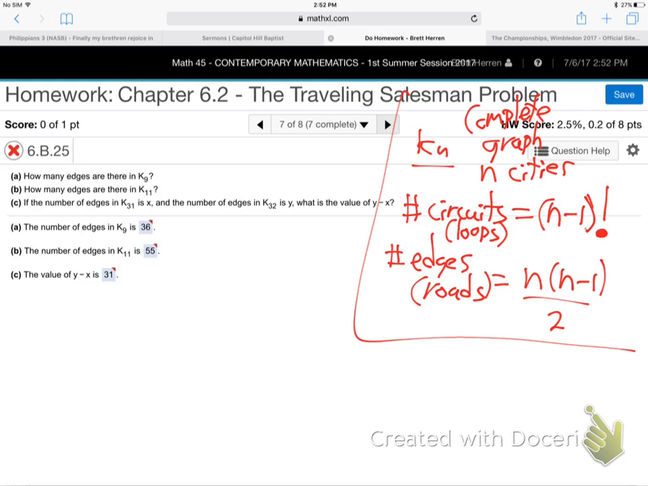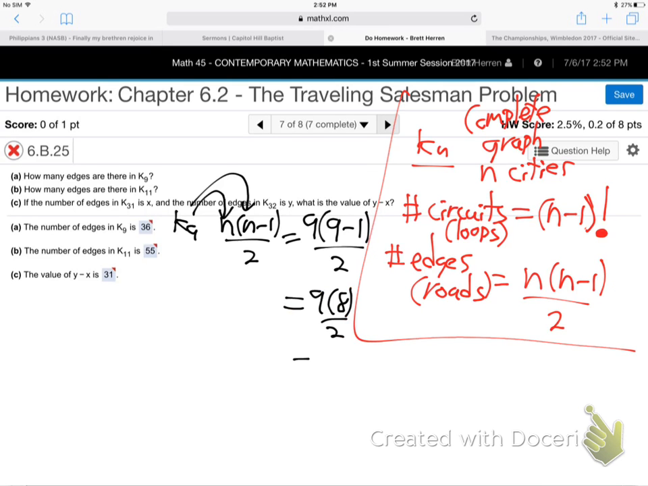How many edges in K9? For K9, it's n times n minus 1 over 2. Plug in 9, so that's 9 times 9 minus 1 over 2. 9 times 8 over 2. That's 36. That's how we got that answer. Does that make sense? For K9, I plug into the formula for edges, n times n minus 1 over 2. So that's 9 times 9 minus 1, 9 times 8 over 2. That's 72 over 2, it's 36.